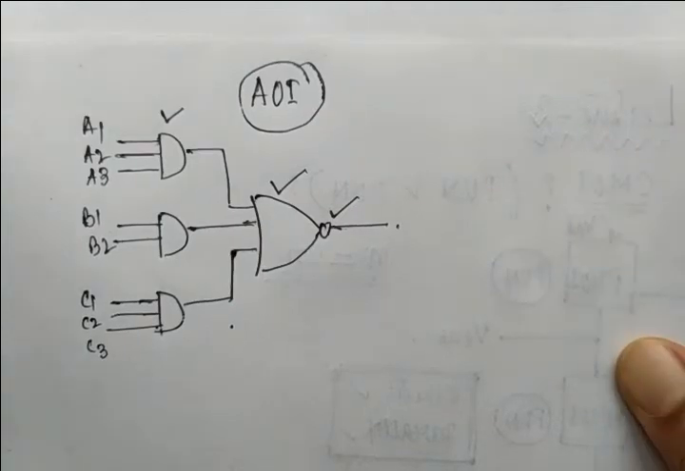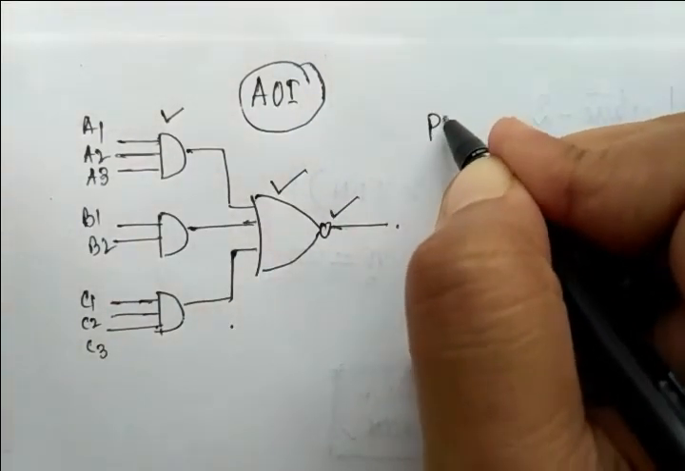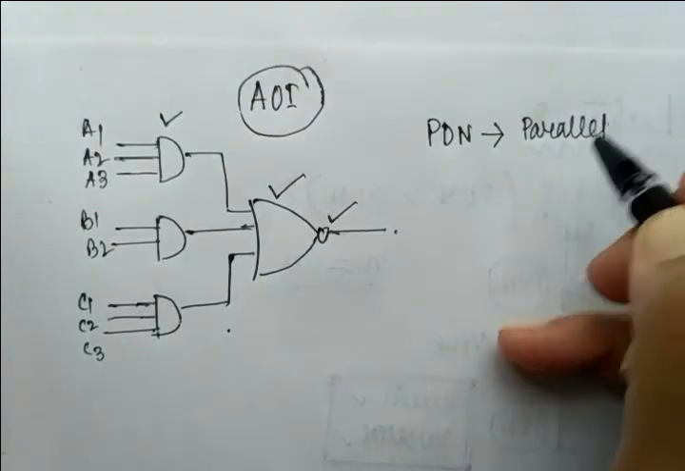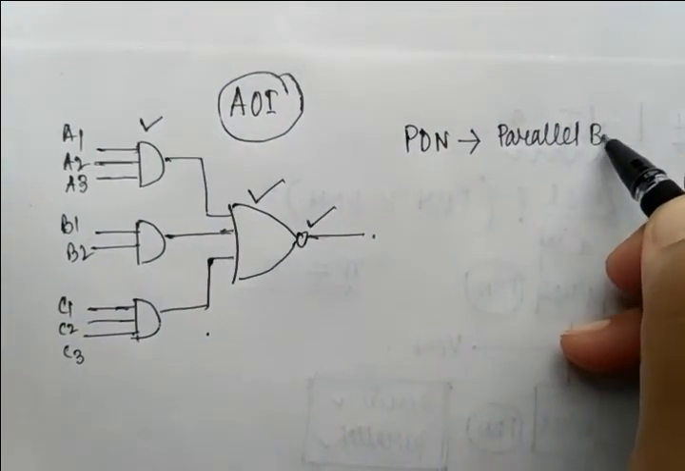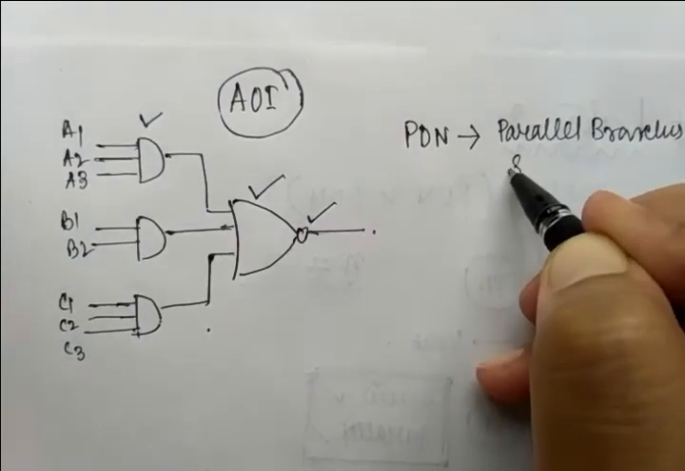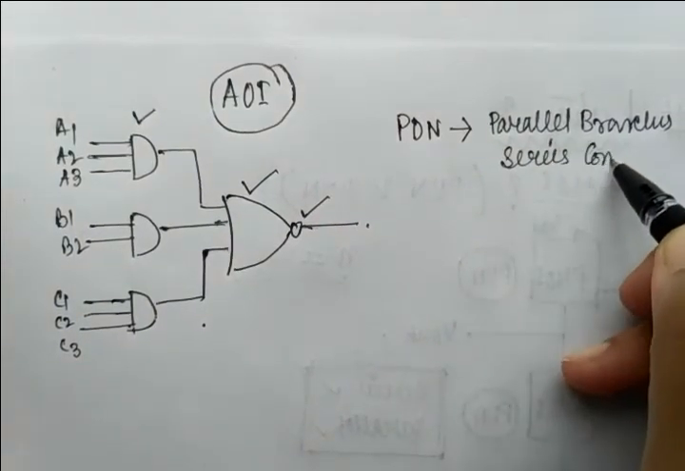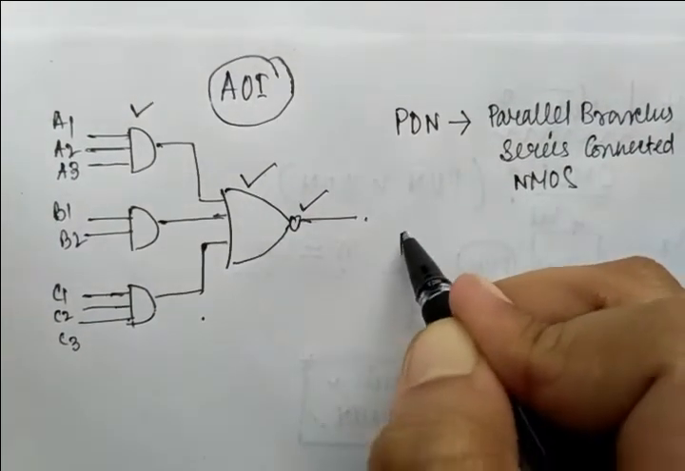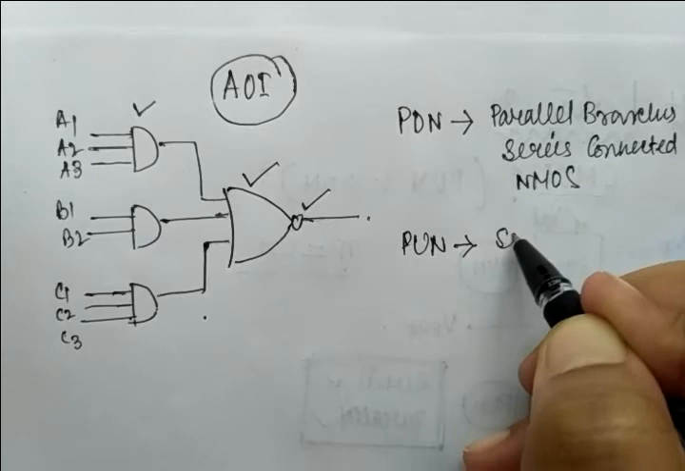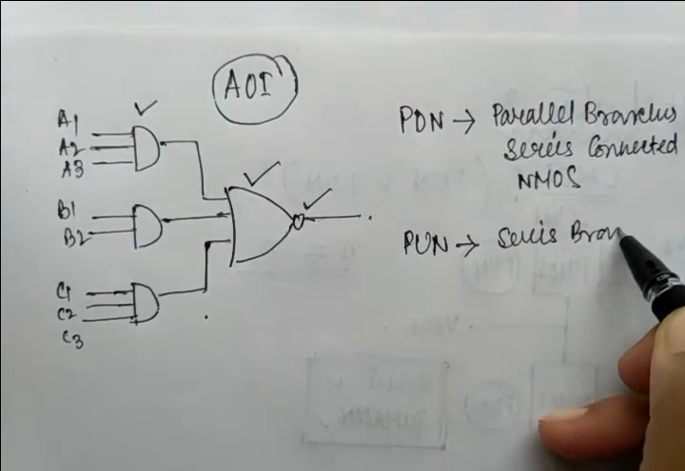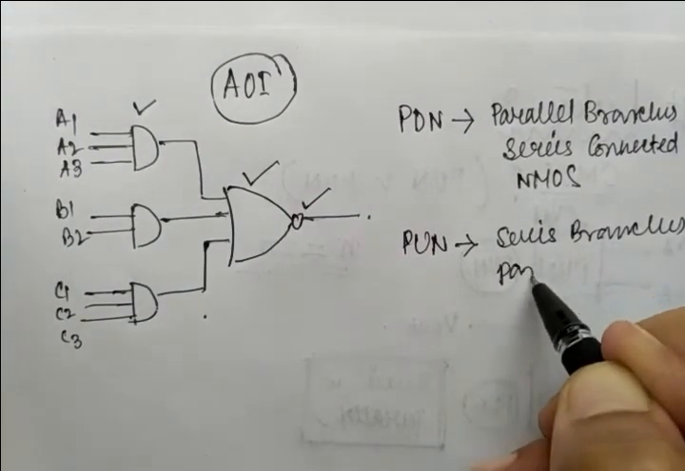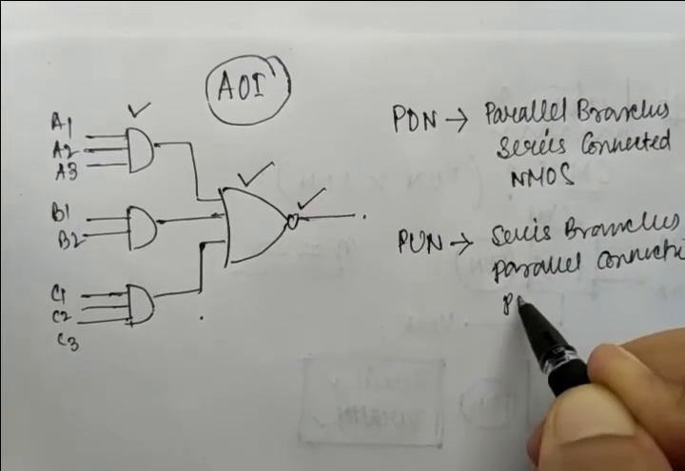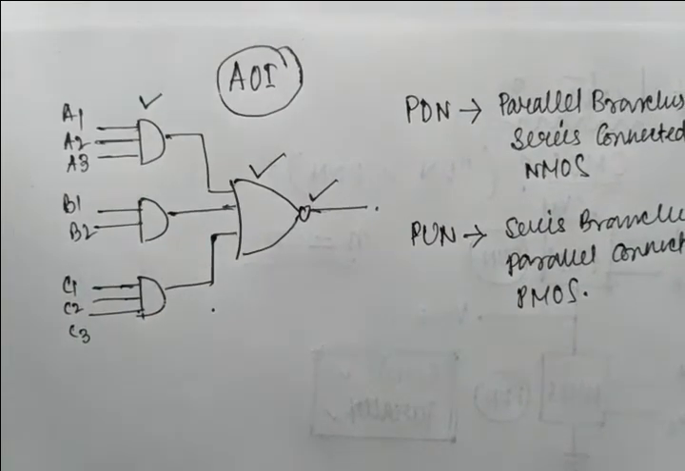Again I am writing here: the pull down network consists of parallel branches, with series connected NMOS. And what about your pull up network? It has series branches of parallel connected PMOS.